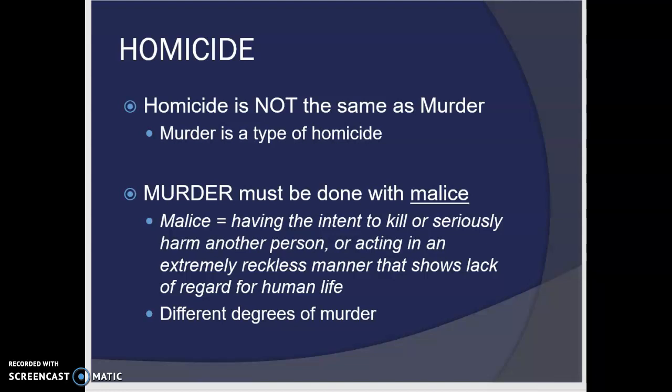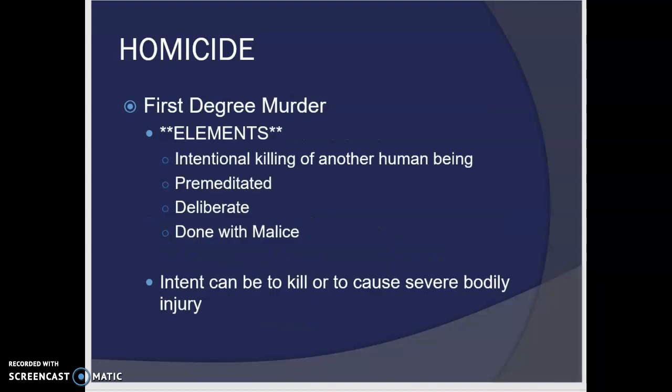So you might intend to seriously harm someone. You can't just say, well, I didn't want them to die. You can't say, well, I chopped someone's arm off, but I didn't think they were going to die from it. Guys, that is a serious enough injury that the court's going to find that in this case, yes, you were reckless enough that you should have known they were going to die from it. You display a lack of regard for human life, okay? And there are different degrees of murder, and that's what we're going to talk about here.